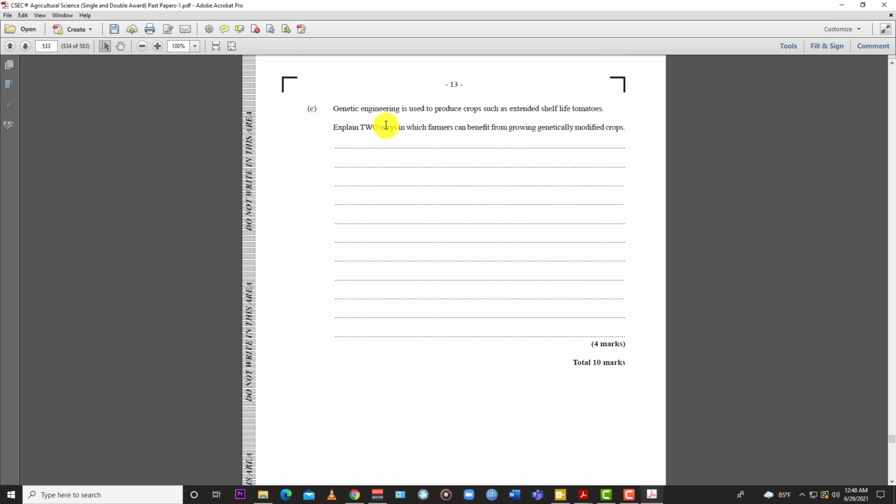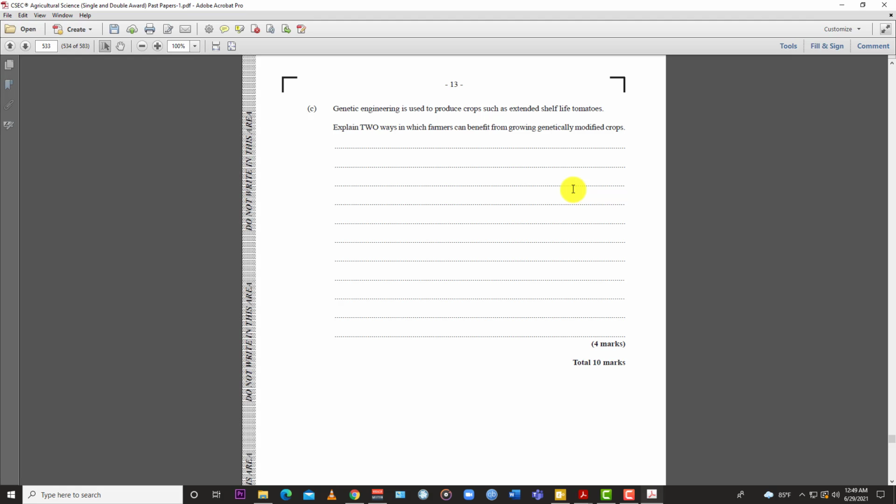All right, good. The last one for this question. Genetic engineering is used to produce crops such as extended shelf life tomatoes. Explain two ways in which farmers can benefit from growing genetically modified crops. Okay, so this is a very tricky situation. A lot of people have issues with GMOs and things like that. But let's say, okay, give two ways in which farmers can benefit.